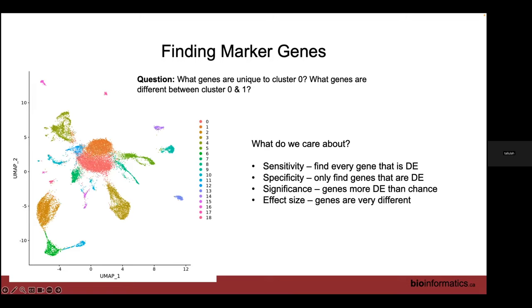Right, so do we just care about the effect size? Is the expression very different, or do we care about it being statistically significant? If what you're doing is trying to annotate your clusters, typically you don't care about sensitivity, you don't care about significance, you care about effect size, because you're only going to be looking at the top 20 or so marker genes anyway to annotate that cluster. But if you're trying to say that, oh, I've discovered a new cell type and these are the genes that define that cell type, maybe then you care about the significance of those genes and you care about the sensitivity. You'll want to use different methods depending on what you care about.